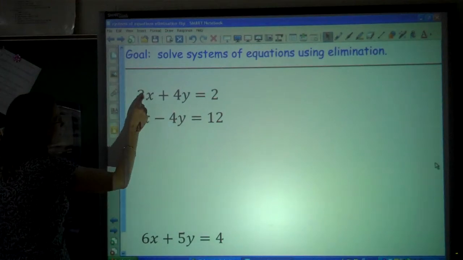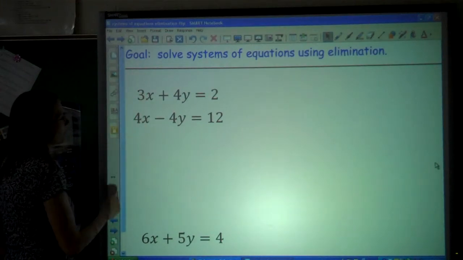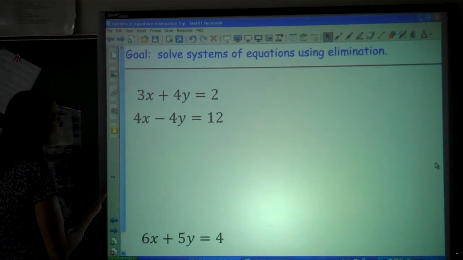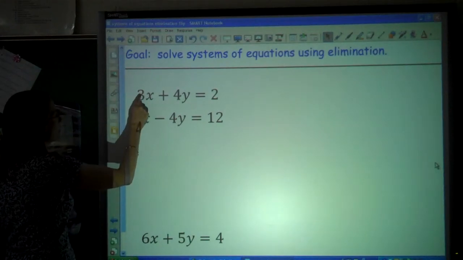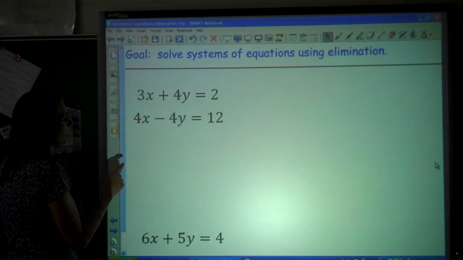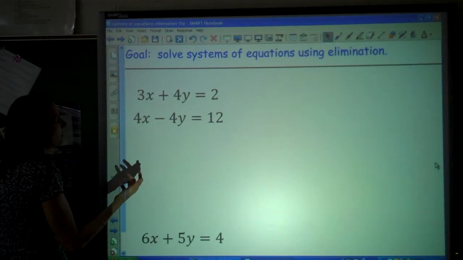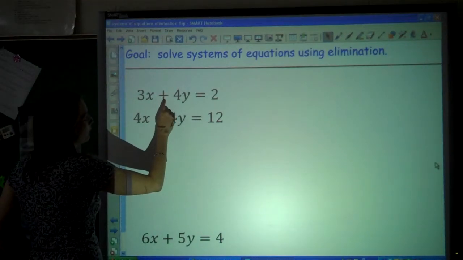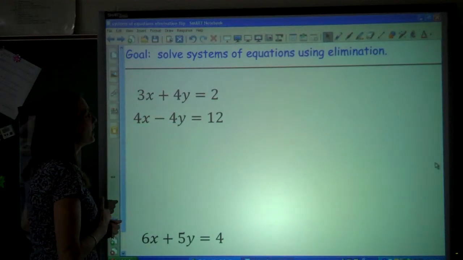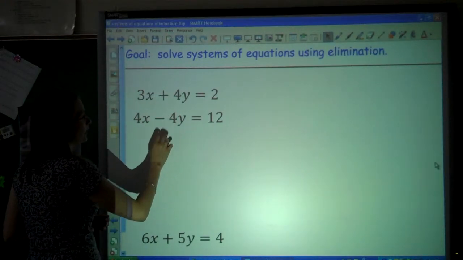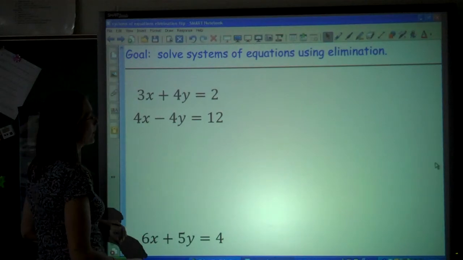So if I look at my x's right now, I have a 3x and a 4x. Well, they can't get rid of each other because if I add these together, I'm going to get 7x. And if I subtract them, I'm going to get a negative x. Here I have a positive 4y and a negative 4y. And if I add them together, they're going to cancel each other out.